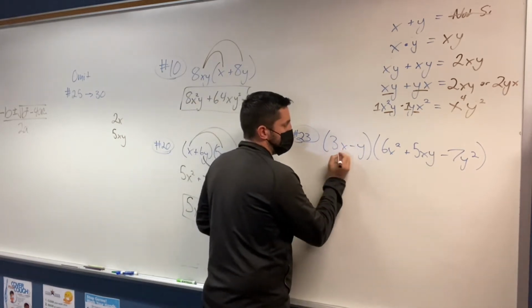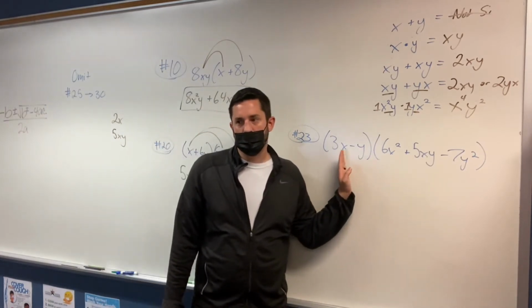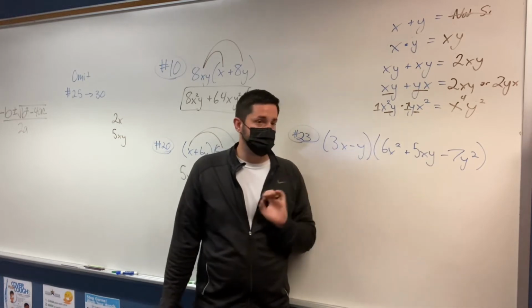So I have a 3x and I have a what? Minus one. Very good. I have a minus y. I have a negative y. That's very good to catch that. That's why I wanted to, because that was a test.